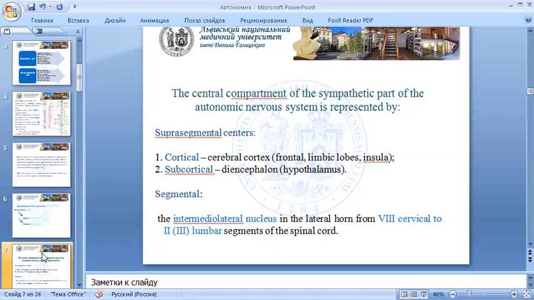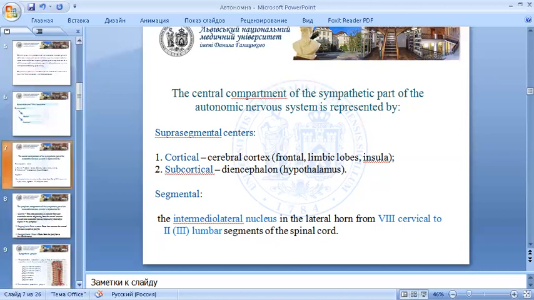and segmental. So segmental, like we said a few minutes ago, is the intermediolateral nucleus, which lies in the lateral horn of the spinal cord from the 8th cervical to the 2nd, 3rd lumbar segments of the spinal cord. These cell bodies are visceral interneurons.